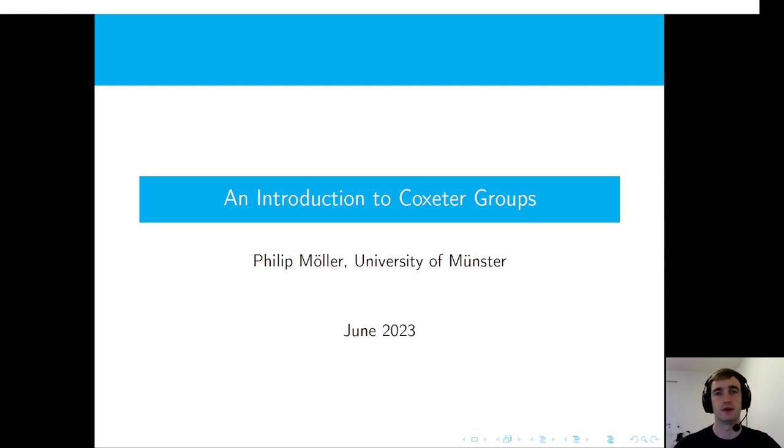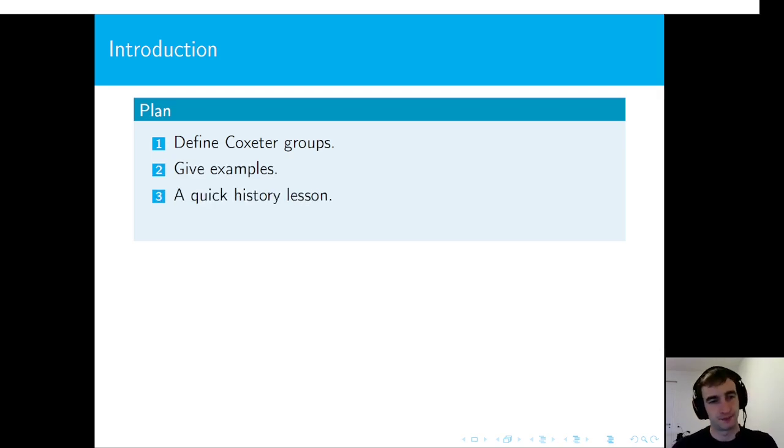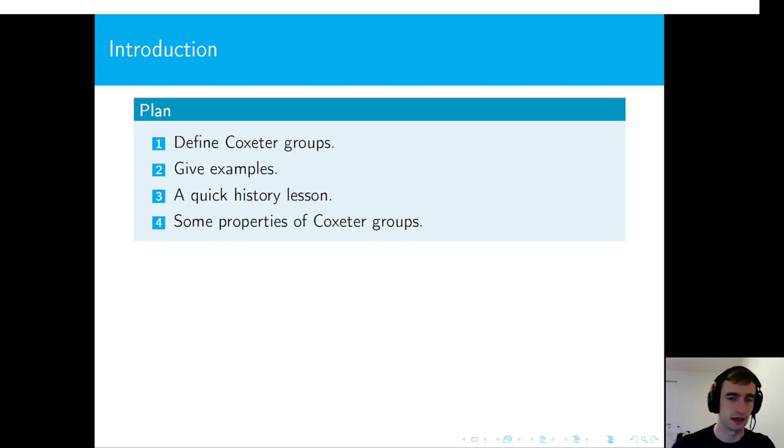Okay, so what's the plan? What are we doing here? Well, first we want to define Coxeter groups. Then we want to discuss examples. Then I want to give a quick history lesson, so talk about the main contributors, when they were introduced, and these things, because Coxeter groups actually have a very rich history. And then I want to discuss some properties. Mainly properties that we will be needing in the other talk, but not all of them. And properties that I personally think are interesting and that I personally like.